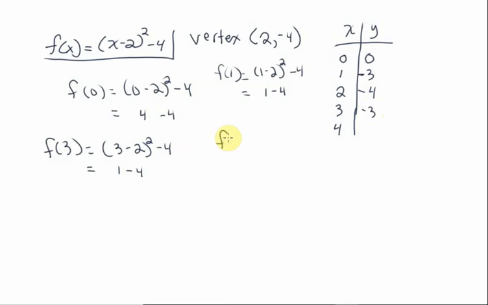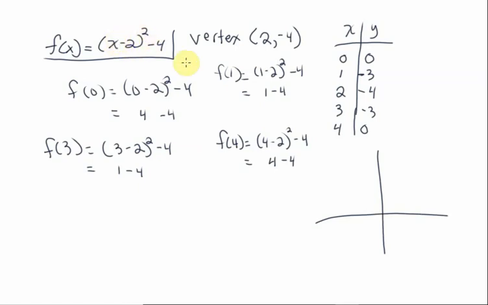If I plug in the 4, that'll be familiar as well. 4 minus 2 squared minus 4. Wait, what's 4 minus 2? That's 2. It's 2 squared. 4. 4 minus 4 is 0. Wait, that looks very familiar. So getting these 5 points with vertex form, which is what we will ask you on the test, is actually a pretty simple chore. Now let me see if I can do this graph by hand without getting too messy.